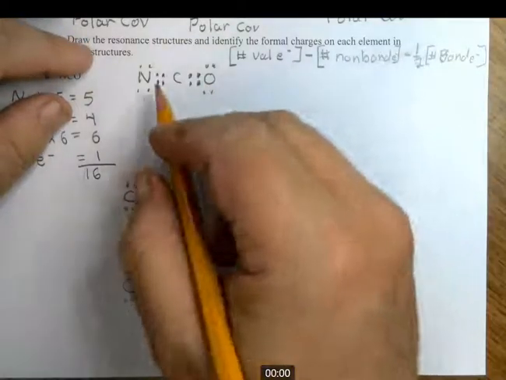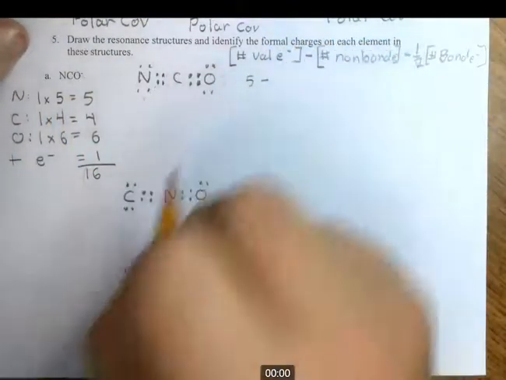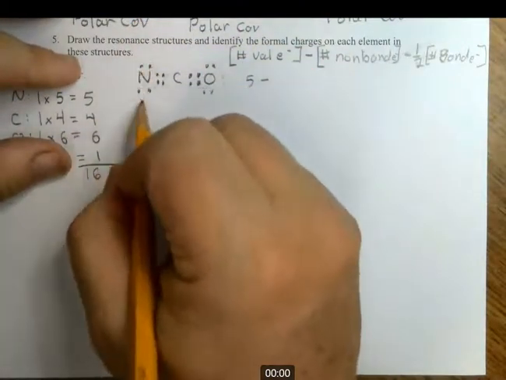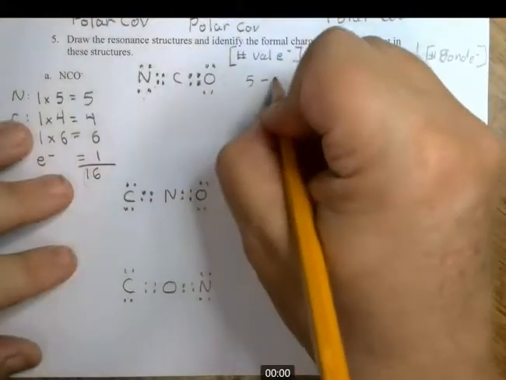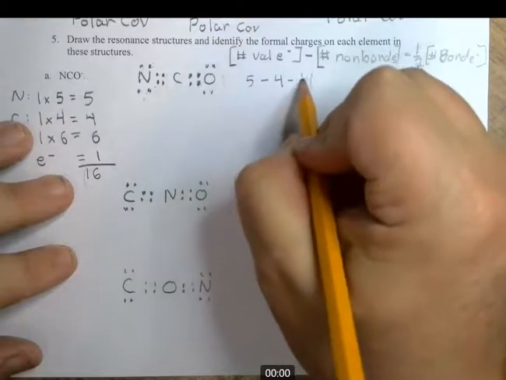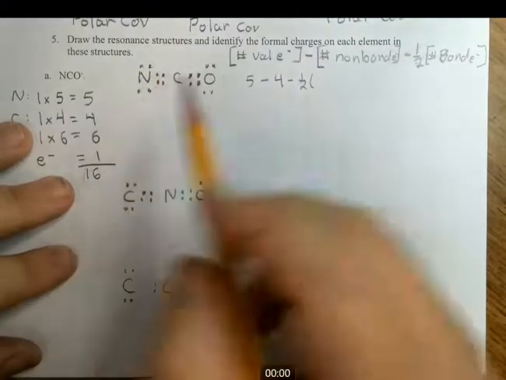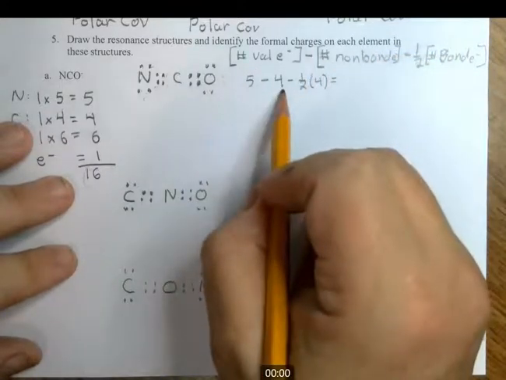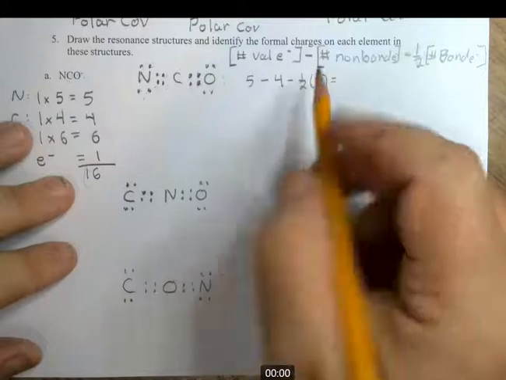So for nitrogen, nitrogen has 5 valence electrons. You get that from right there. Okay, minus the number of non-bonding electrons, not the number of lone pairs. So there's 2 lone pairs here, but there's 1, 2, 3, 4 electrons that are not bonding with anything else. So there's 4 non-bonding electrons, and then you subtract 1/2 the number of bonding electrons between nitrogen and carbon here. So there's 4, so you take half of 4. So we have 5 minus 4 is 1, and then 1/2 of 4 is 2, so 1 minus 2 gives you -1.